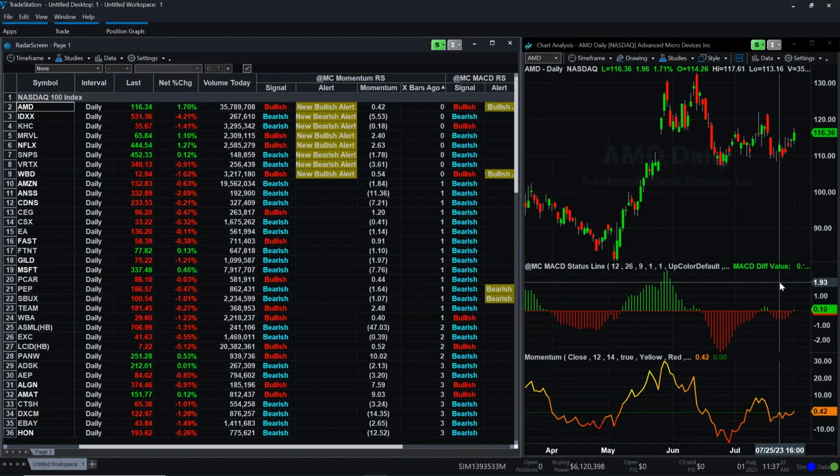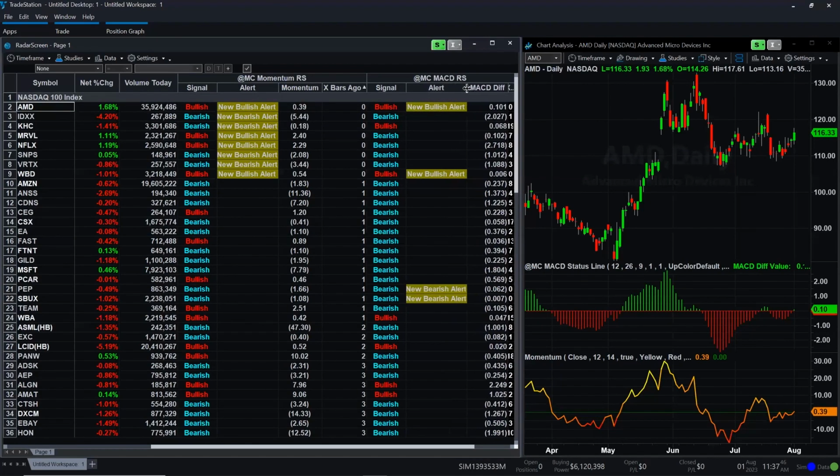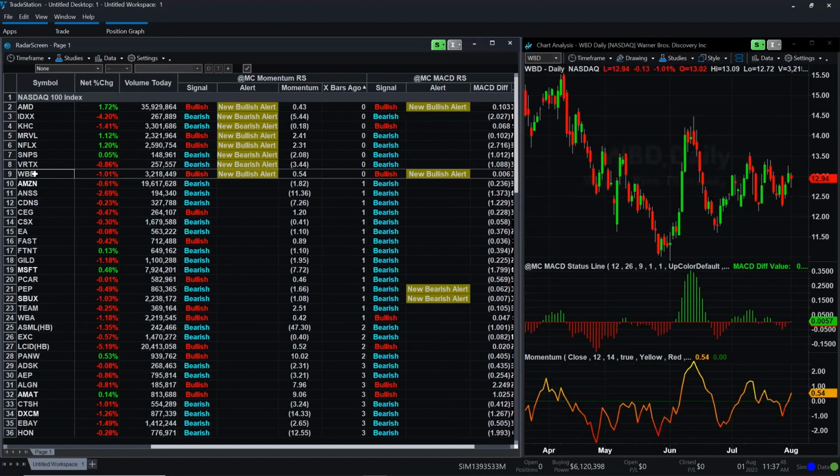Coincidentally, and this doesn't happen many times, I'm getting the same alert right here on the MACD. So if you guys notice, by having the indicators side by side, I'm able to correlate the 2 signals and find the ones that are giving me alerts on both, the momentum and the MACD. We have AMD giving you that bullish alert on both indicators. And we also have Warner Bros. giving us a bullish alert on both indicators, on the MACD and the momentum.